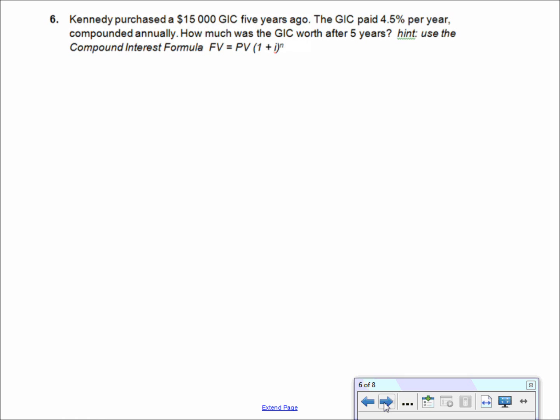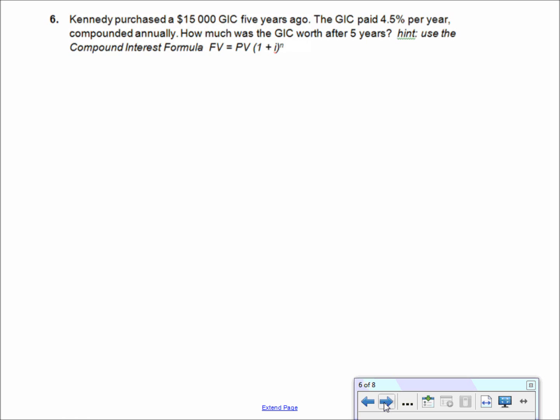Kennedy purchased a $15,000 GIC 5 years ago. The GIC paid 4.5% per year, compounded annually. How much was the GIC worth after 5 years? Hint: use the compound formula. So our compound formula is FV, which stands for future value, equals PV, present value, bracket 1 plus i, to the exponent n.